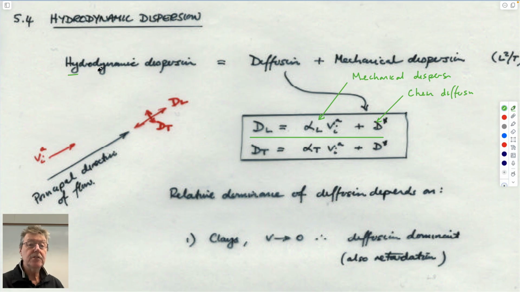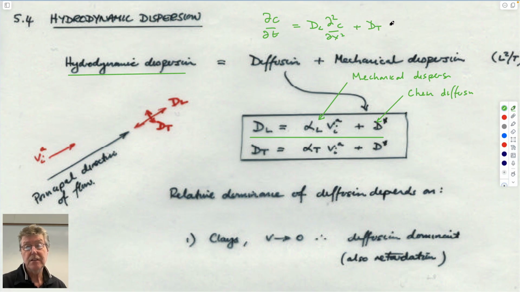And so if you want to get the hydrodynamic dispersion, which governs our behavior, the concentration traveling downstream is equal to D_L d²c/dx² plus D_transverse d²c/dy² minus v advective in the x direction dc/dx.